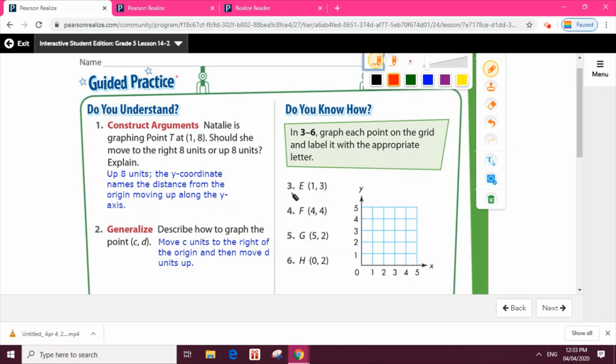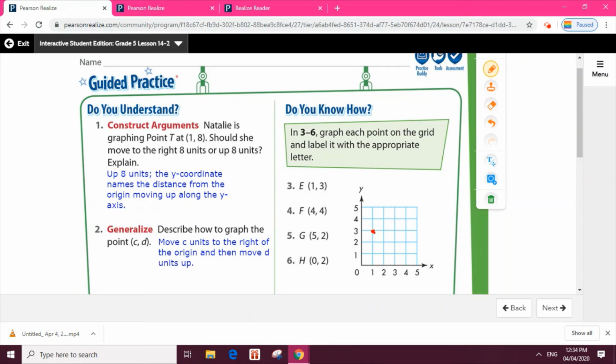From number 3, we have point E. And we have the ordered pair 1, 3. Again, start from the origin. Since we have 1 from the x coordinate, we need to move 1 unit to the right and 3 units along the y-axis. 1, 2, 3. So this is point E.